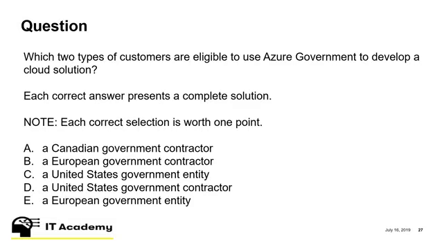A. Canadian government contractors. B. European government contractors. C. United States government entity. D. United States government contractor. E. European government entity.